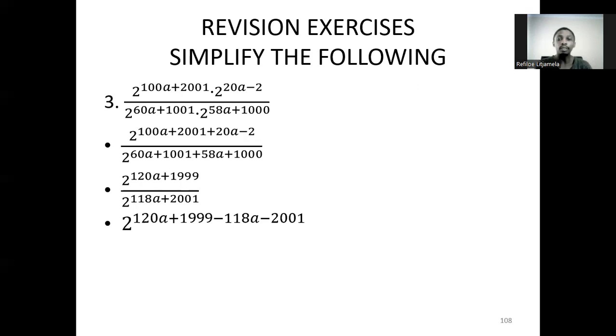Then you will simply take the whole of the denominator exponent, minus it from the numerator exponent, and you'll end up having 2a minus 2. And that will be your final answer. From there, there's nothing you can do.